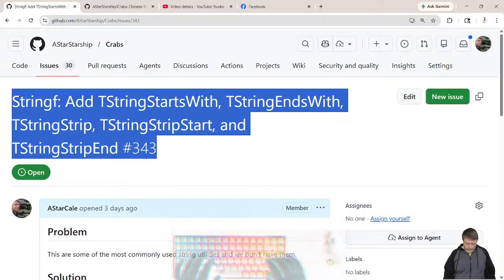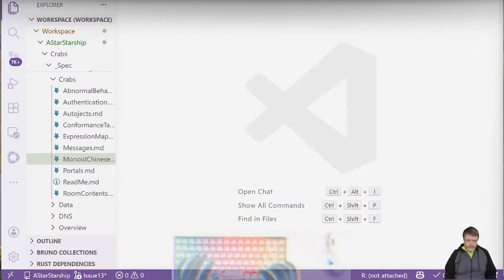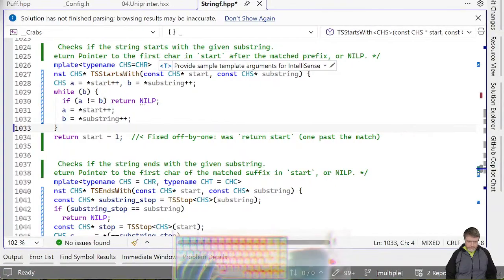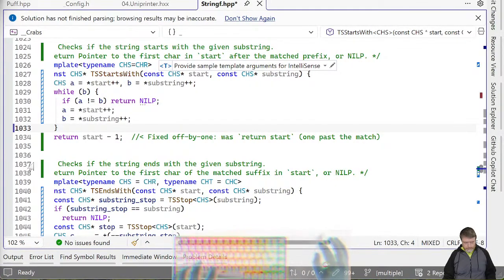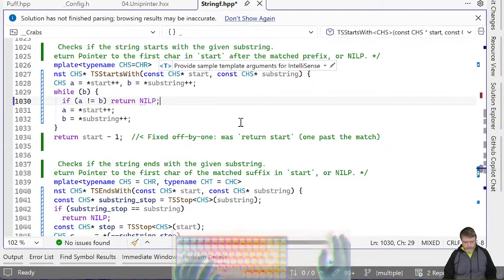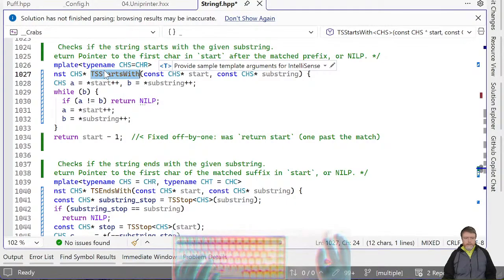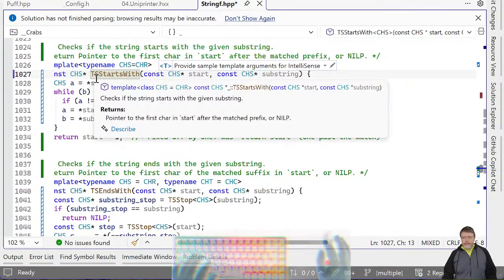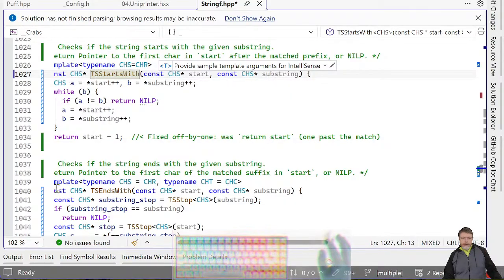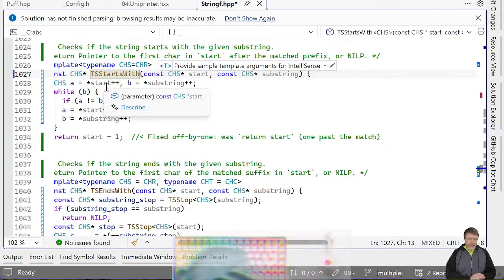So let's look at the code. This is the Stringf library. If it's a string function, it starts with an S. If the function is a template function, it starts with a T. That really actually helps things a lot more than you would understand.